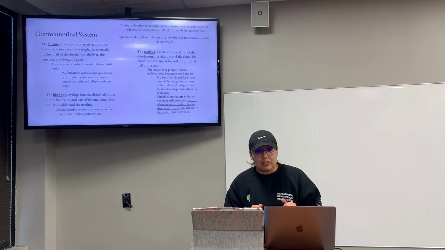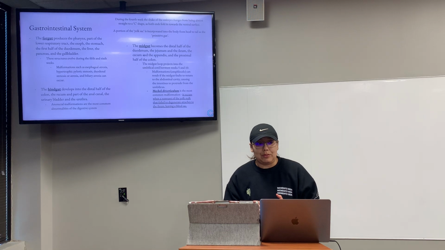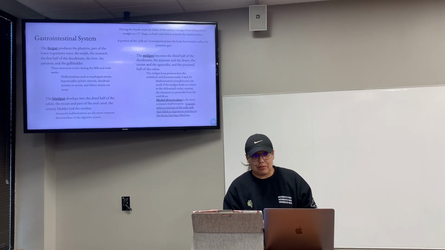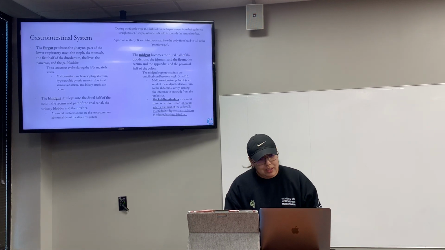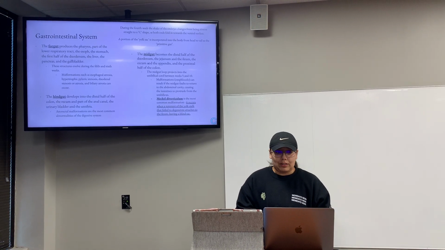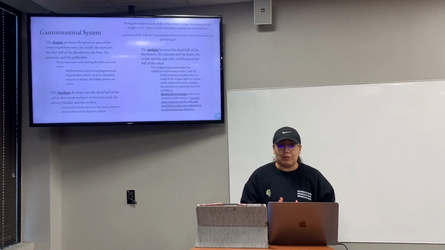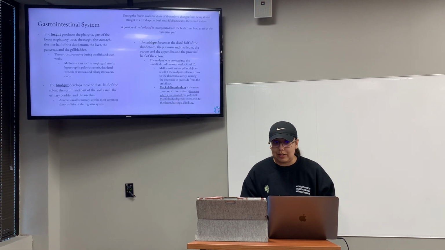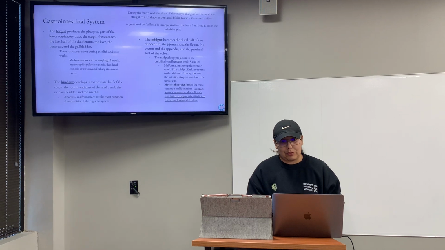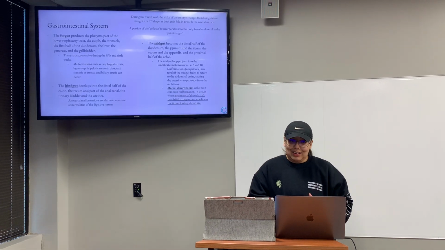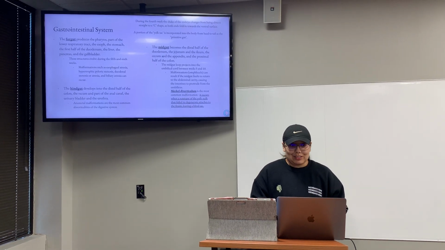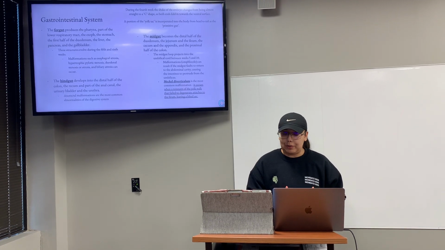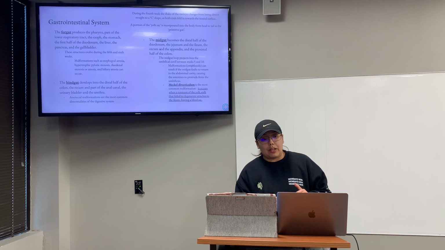So the foregut produces the pharynx, part of the lower respiratory tract, the esophagus, the stomach, the first half of the duodenum, the liver, the pancreas, and the gallbladder. So these structures evolve during the 5th and 6th weeks. Malformations such as esophageal atresia, hypertrophic pyloric stenosis, man, that's a long word, duodenal stenosis or atresia, and biliary atresia can occur.